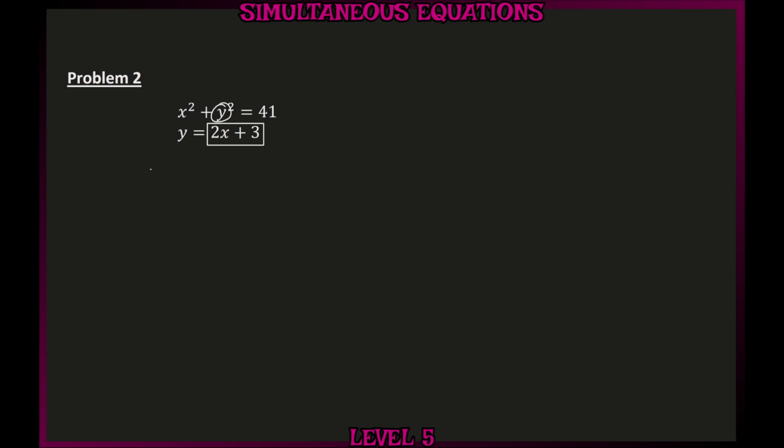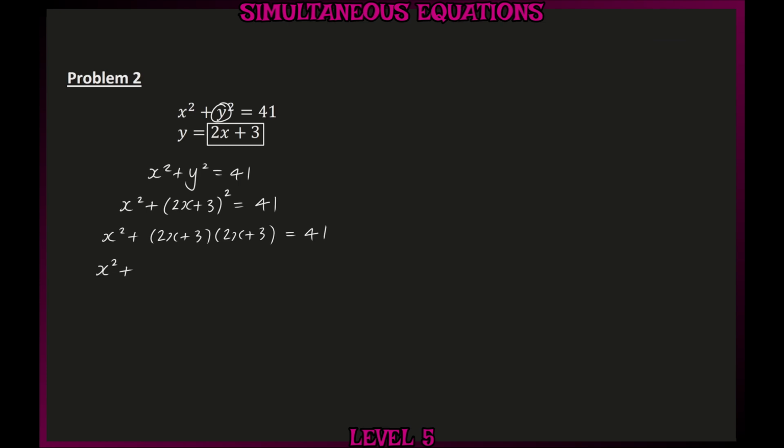So the first equation, x squared plus y squared is equal to 41, becomes x squared plus, in place of y we're going to put 2x plus 3 from that second equation, which still needs to be squared, and that's equal to 41. Now there are different ways of squaring that bracket. What I'm going to do is just write out the bracket twice. So we have 2x plus 3 multiplied by 2x plus 3 is equal to 41. And now I'm going to expand those two brackets.